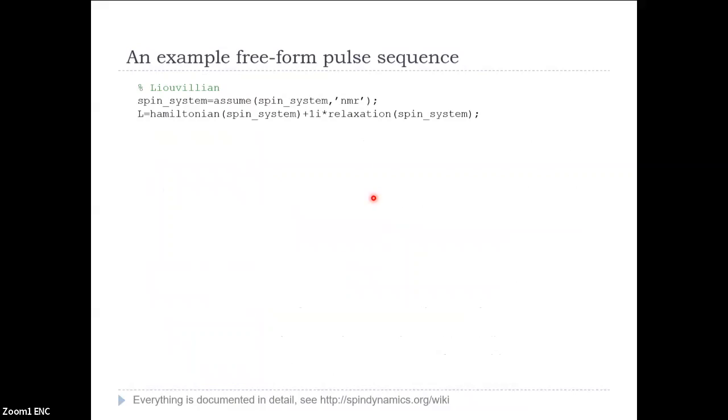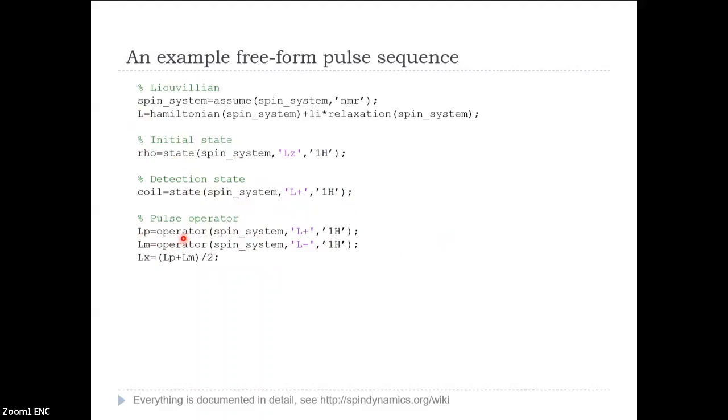Okay, and then there's an example. So spin_system equals assume NMR. That sets the assumptions. Liouvillian equals Hamiltonian plus the relaxation superoperator. Everything will be automatically computed and a matrix will be returned. Initial state, rho is the state of the spin system, Lz on the protons. Detection state, state of the spin system, L plus on the protons. Pulse operator, L plus is an operator of the spin system, L plus on the protons. Likewise for the L minus, and then Lx is L plus plus L minus over 2. Pulse, rho is the step of the spin system under Lx from this initial condition, angle pi by 2.